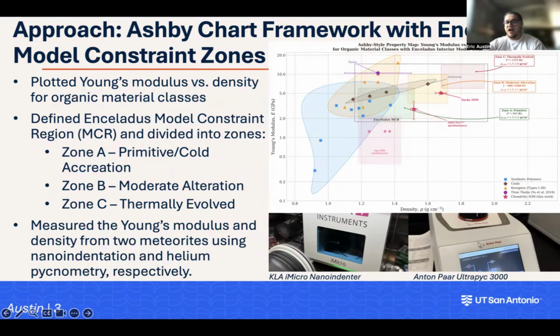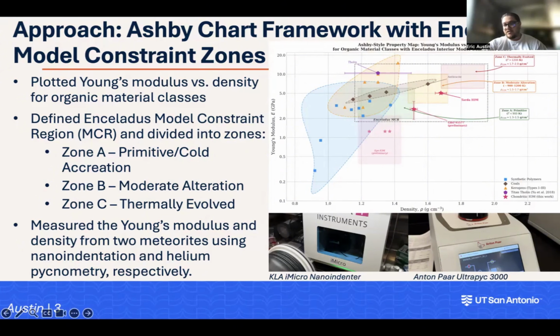To solve this, I approached the problem through the lens of material selection. I constructed an Ashby chart plotting Young's modulus against density for various organic material classes. Within this property space, I defined an Enceladus Model Constraint Region, the target box where modelers expect the core material to sit. I then subdivided this region into three hypothesis-driven zones based on thermal evolution models. Zone A for primitive cold accretion, Zone B for moderate alteration, and Zone C for thermally evolved material.